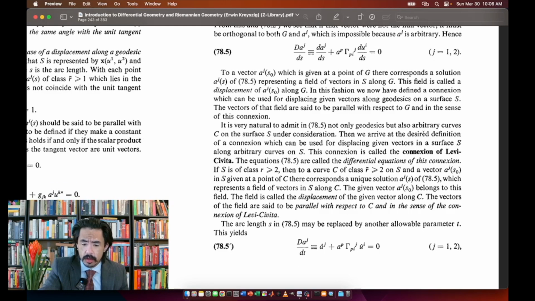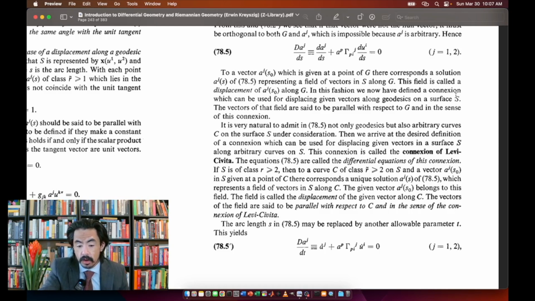It is very natural to admit in the above relation for capital D a superscript j lowercase ds, not only geodesics but also arbitrary curves capital C on the surface capital S under consideration. Then we arrive at the desired definition of a connection which can be used for displacing given vectors in a surface S along arbitrary curves on S. This connection is called the connection of Levi-Civita. The equations, as stated above, are called the differential equations of the connection of Levi-Civita.